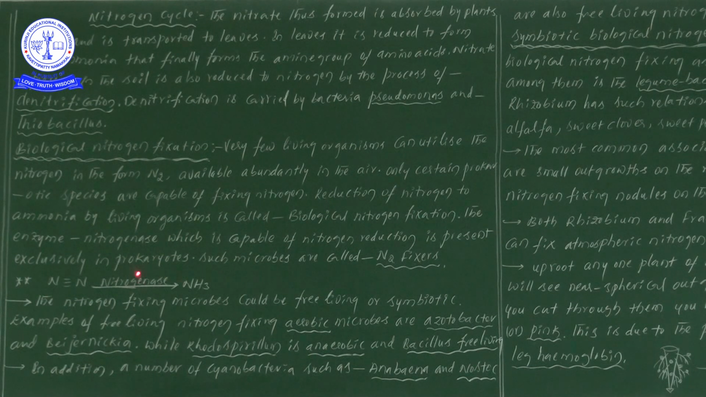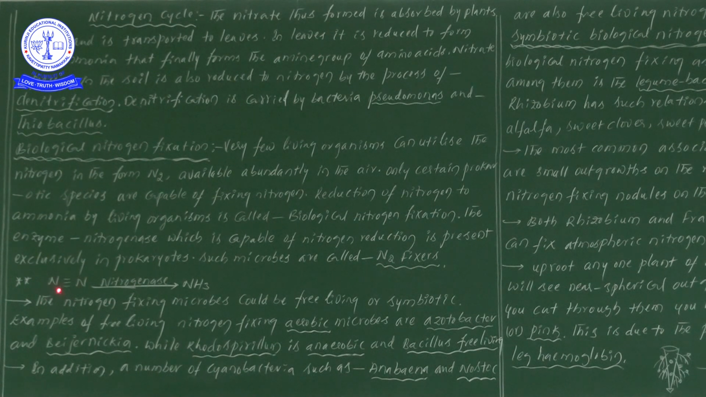Now this particular process takes place exclusively in prokaryotes. Such prokaryotes or microbes, we call them nitrogen fixers. Not all kinds of living organisms can utilize the atmospheric nitrogen directly, but a few of the living organisms have the capability to do so. The microbes having the nitrogenase enzyme have the capability to fix atmospheric nitrogen in the form of ammonia. Such microorganisms we call nitrogen fixers. The process is known as biological nitrogen fixation.